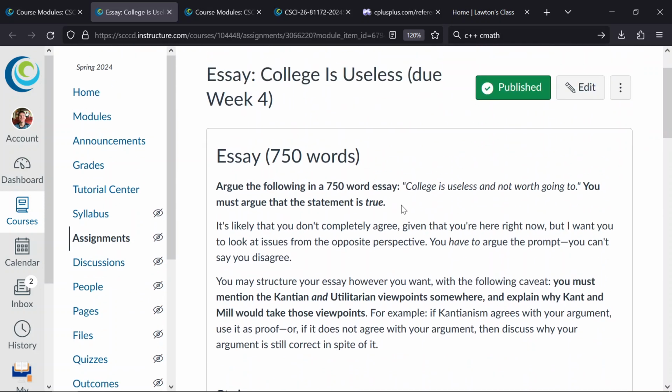That is, I think, everything I wanted to explain. Any last questions about this assignment? It is due week 4, and the due date is at the bottom. I think it was the 30th or something.